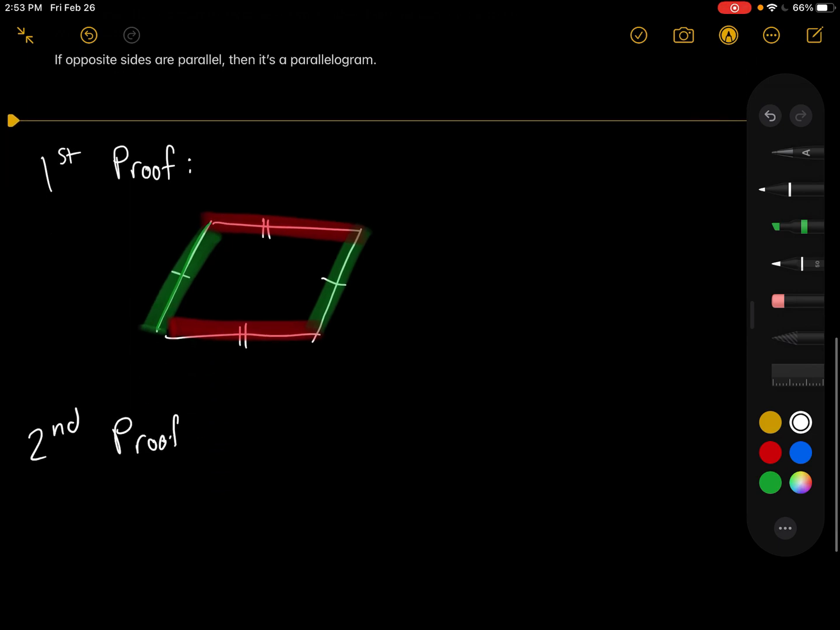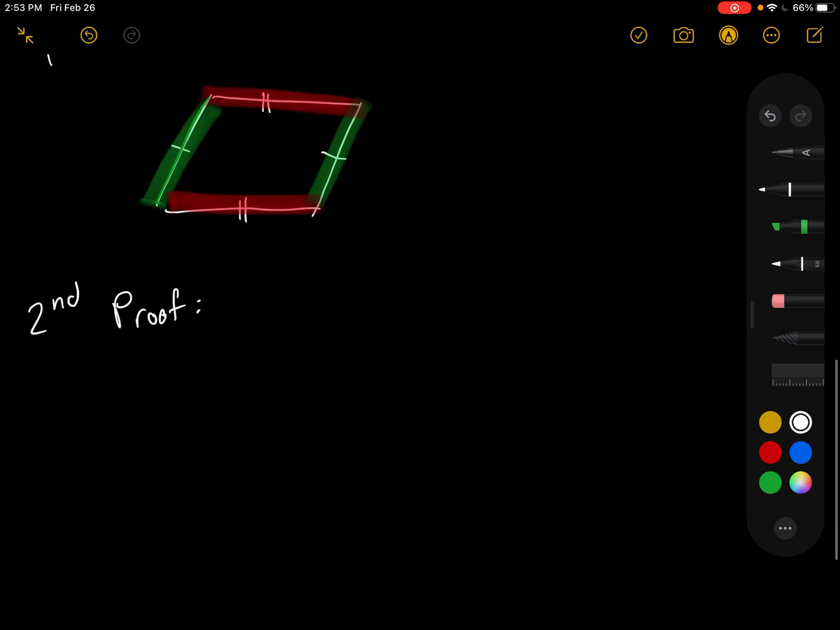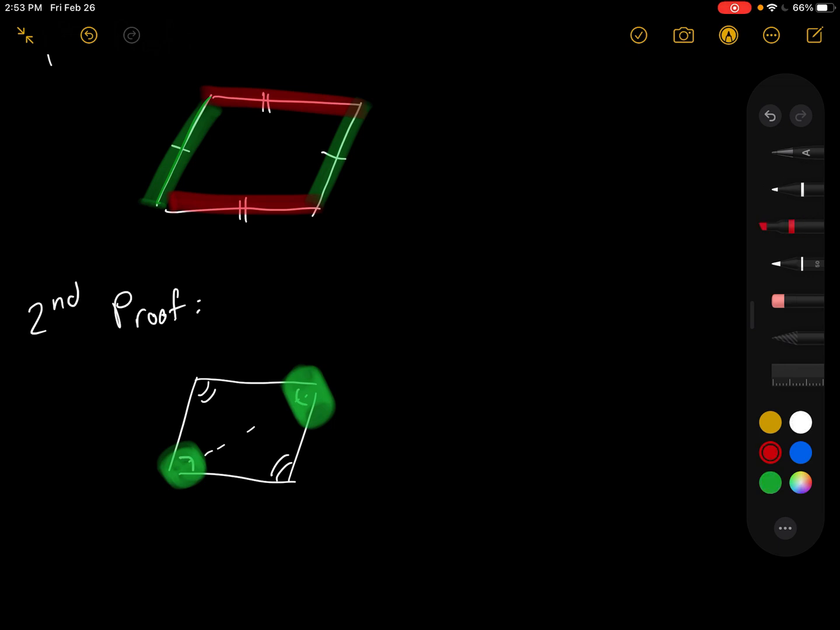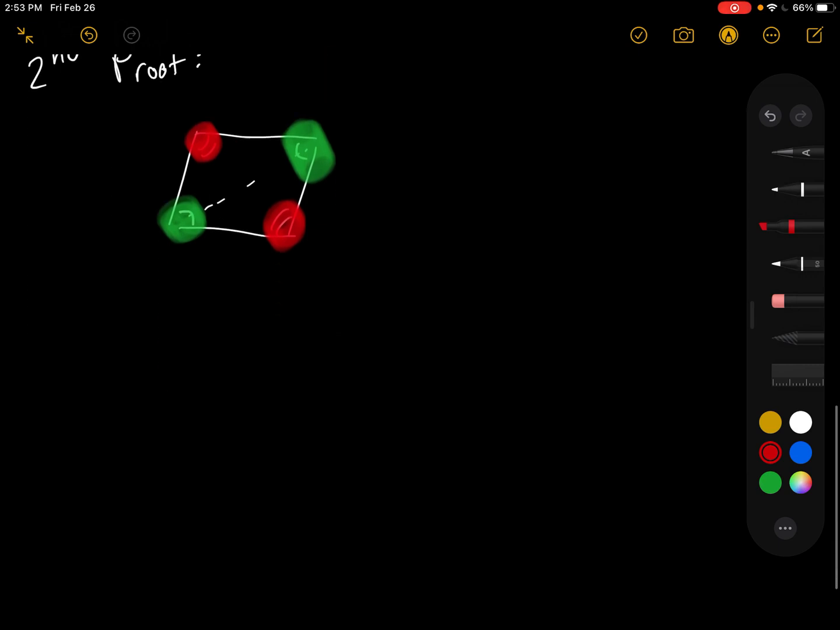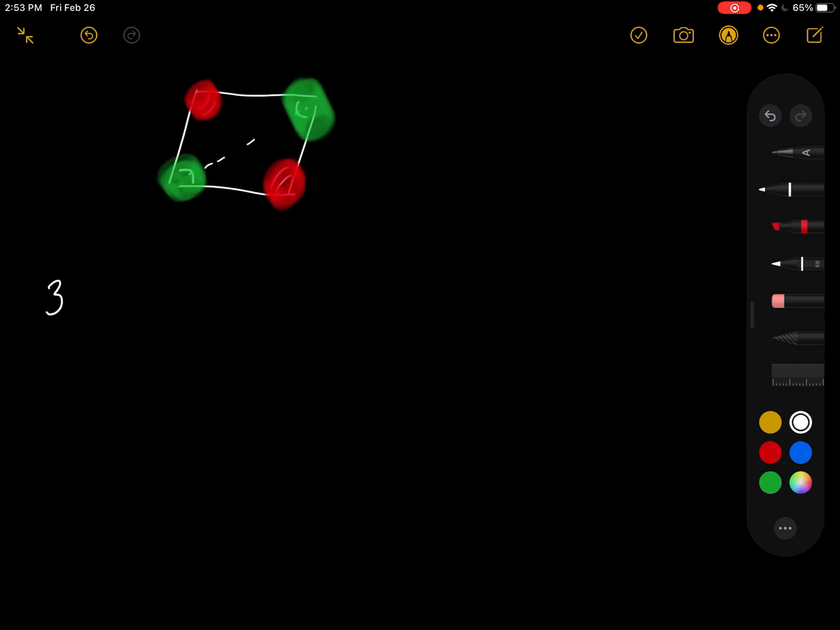For our second proof, this one is about our angles. If opposite angles, so angles that are across from each other, so this one and this one are equal, I'm going to highlight those. So that angle there and that angle there, as well as all opposite angles, are equal, then again, we can say that it's a parallelogram. So we're saying that those measures are exactly equal to each other. If one of them is 30, then the other one also has to be 30.